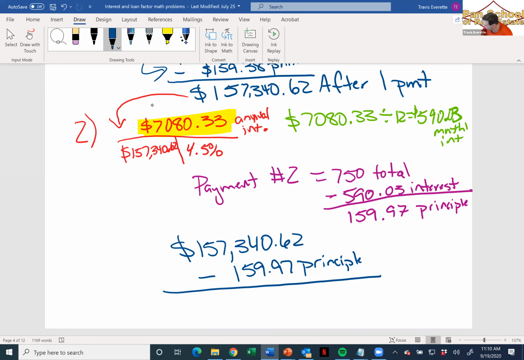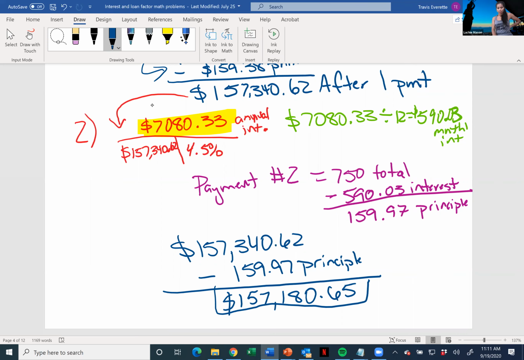159.97. It looks like 157. 60.57. 180 and about 65. 65 cents. And that's after two payments. After that problem, I think we can start our Saturday drinking.